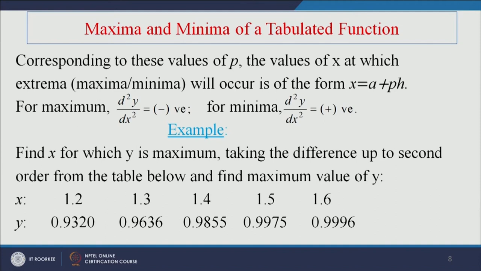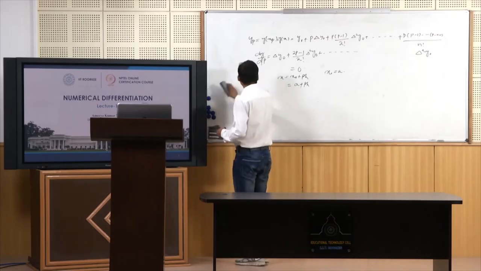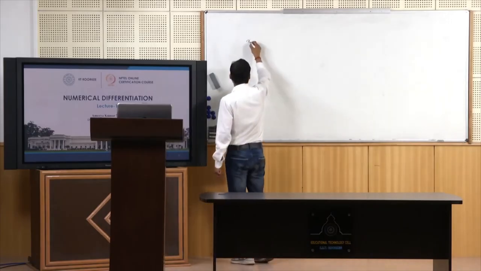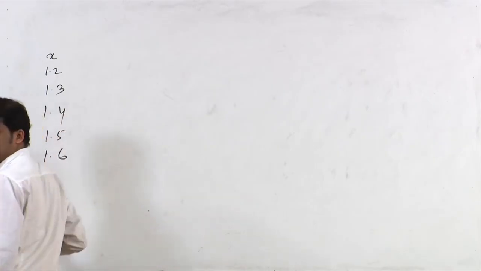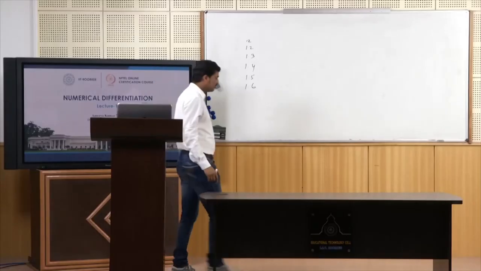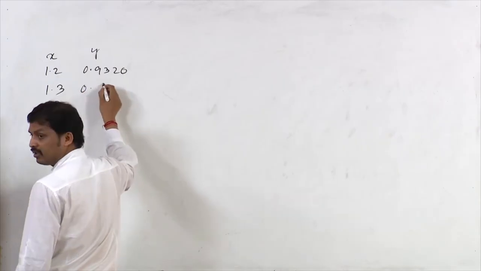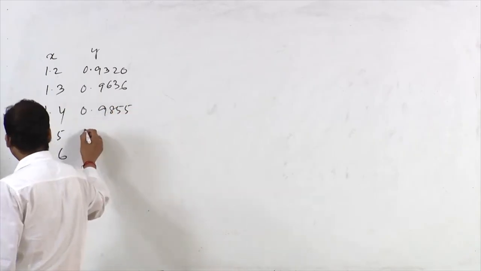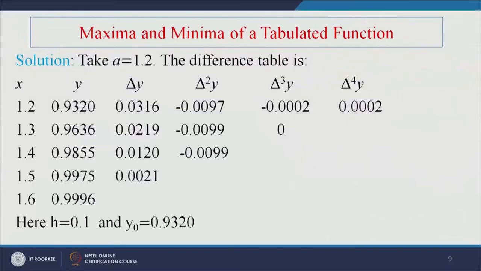If I consider this table here, x values are prescribed as 1.2, 1.3, 1.4, 1.5 and 1.6 with step size h equals 0.1. The tabular values are given at x equals 1.2, 1.3, 1.4, 1.5, 1.6, and the corresponding values of y are given as 0.9320, 0.9636, 0.9855, 0.9975, and the last value is 0.9996.